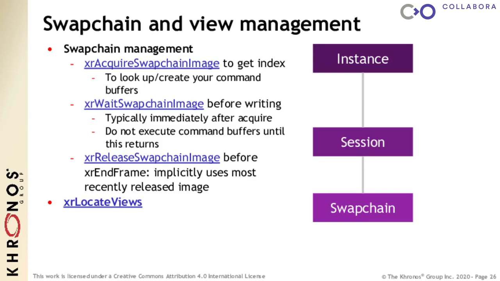XRReleaseSwapchainImage is what you call when you're all done rendering, right before calling XREndFrame. XREndFrame implicitly uses the most recently released swapchain image for displaying to the device. When you're doing your rendering, you need to render for the predicted display time and for the pose that the head is anticipated to be at that time. XRLocateViews is how you look up that information. It works very similarly to XRLocateSpace.